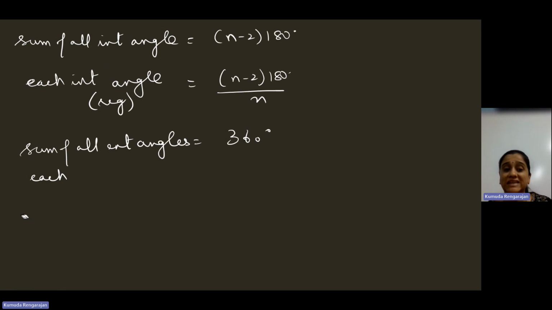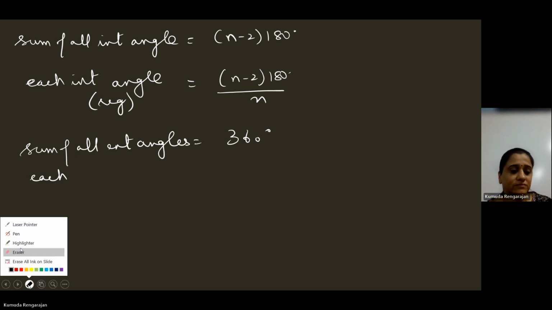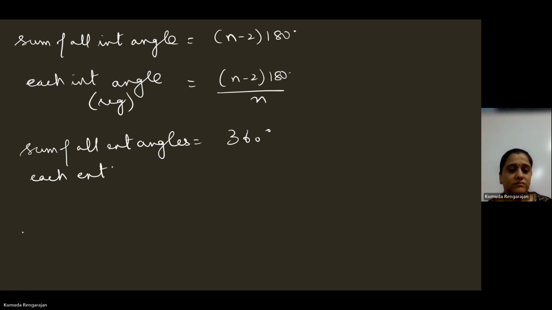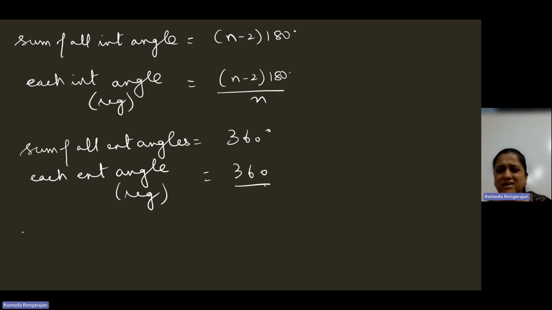If it is a regular polygon, each exterior angle will be 360 by n, where n is the number of sides, because the number of sides is equal to the number of angles. Correct? Okay.